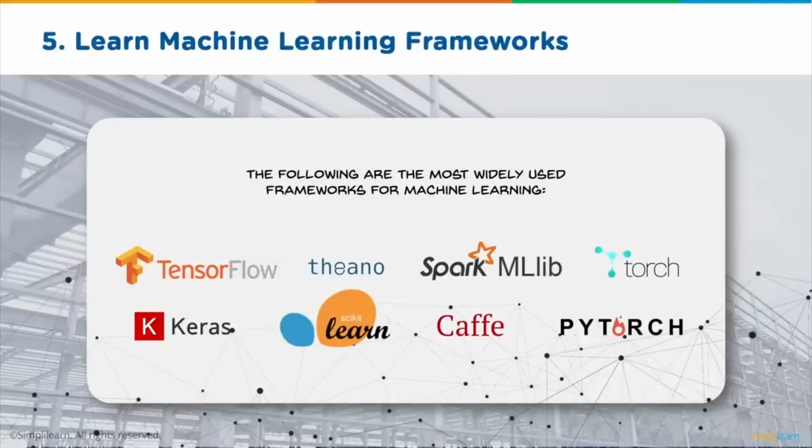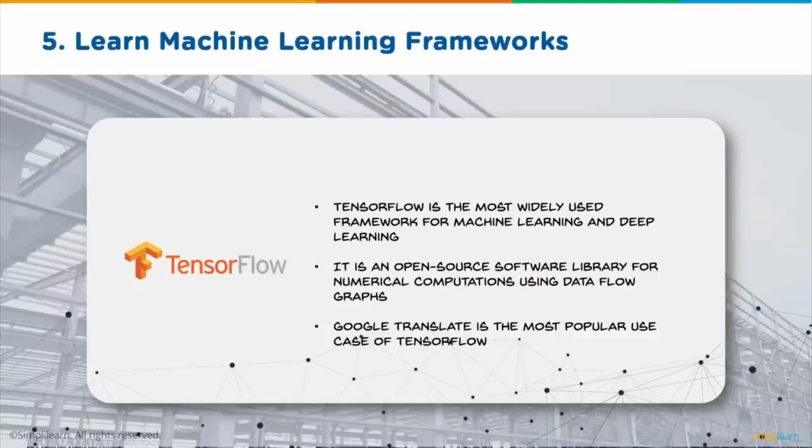There's TensorFlow, Theano, Torch, Scikit-learn, and so on. Now let's look at some of them in detail. First, let's look at TensorFlow. TensorFlow is the most widely used machine learning framework. It's used for machine learning as well as deep learning. Now it's an open source software library which performs numerical computations, which is done with the help of data flow graphs. Google Translate is one of the most popular use cases of TensorFlow.